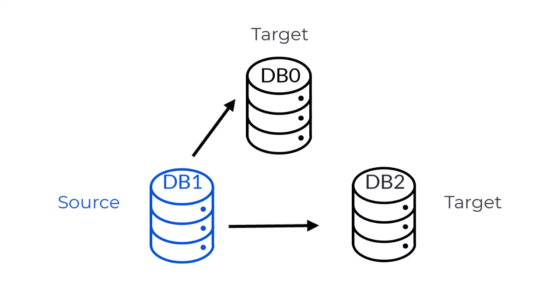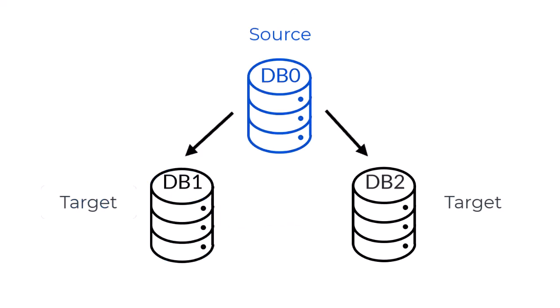We can perform maintenance on DB0 while DB1 has the source database role. After we finish maintenance, we'll fail back so that DB0 returns to the source role and DB1 becomes a target again. Before we begin, there are two prerequisites.